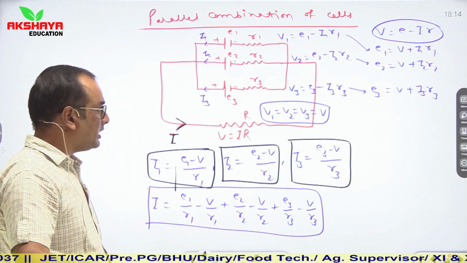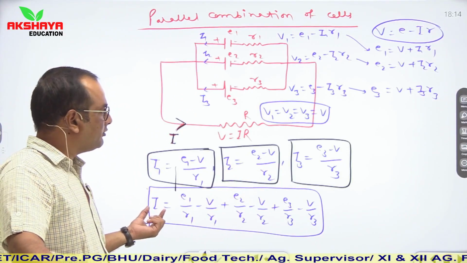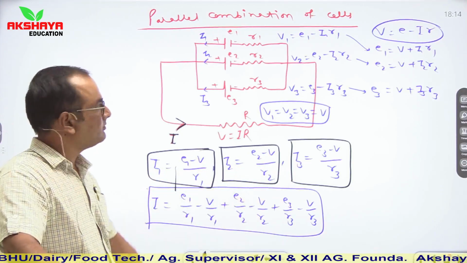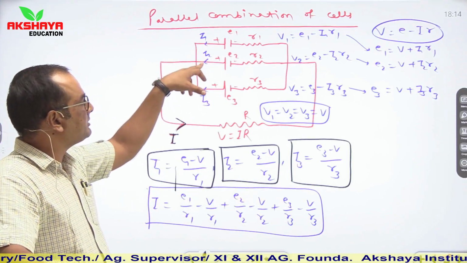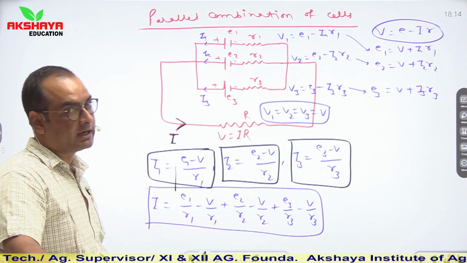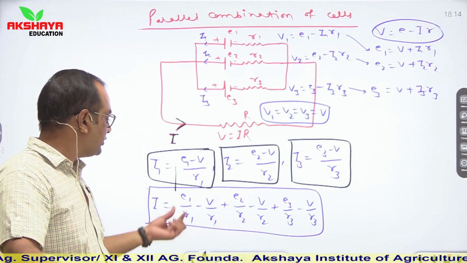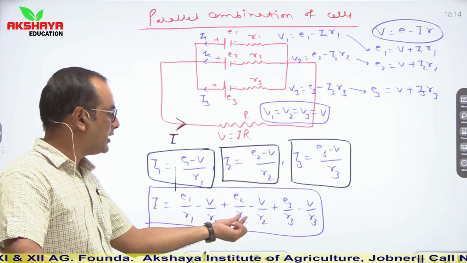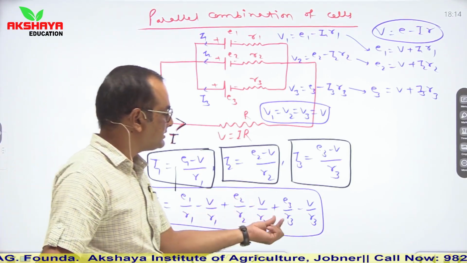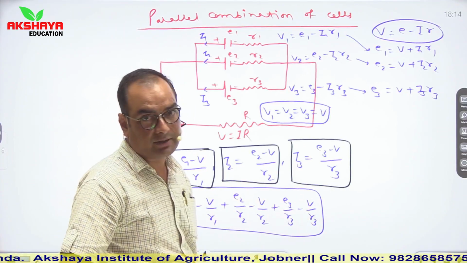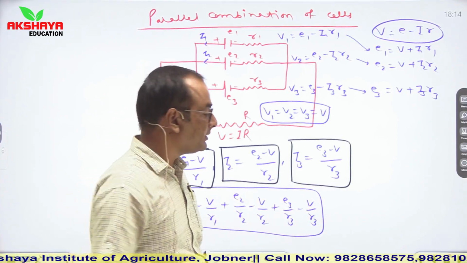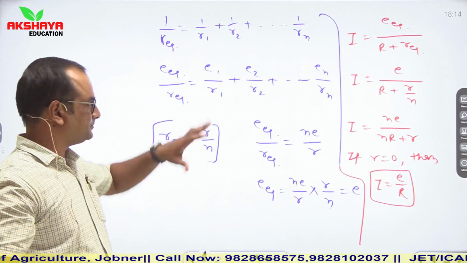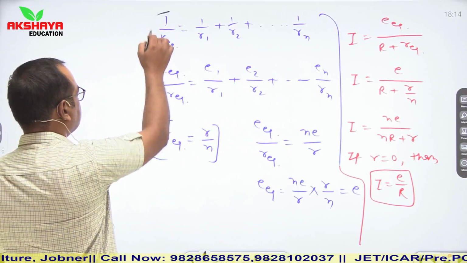Now if we calculate the value of I, then I is equal to I1 plus I2 plus I3, which is the total current flowing through the load resistance. So it is E1 upon r1 minus V upon r1, plus E2 upon r2 minus V upon r2, plus E3 upon r3 minus V upon r3. From here I am concluding two relations. This is the first relation.